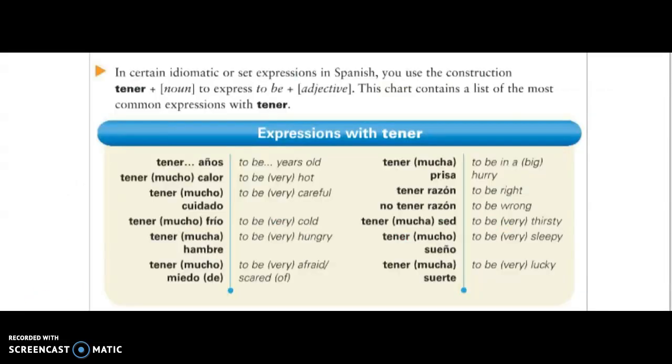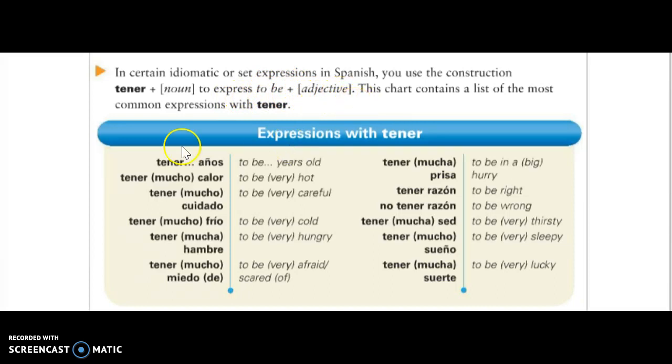So one of the great things about learning tener is you're going to be able to use so many more expressions that you would use in English. In certain idiomatic or set expressions in English, we use "to be": I am 17. I am cold. I am hot. I am scared. But in Spanish, the construction will be tener plus a noun to express all the things that we use "to be" plus an adjective.